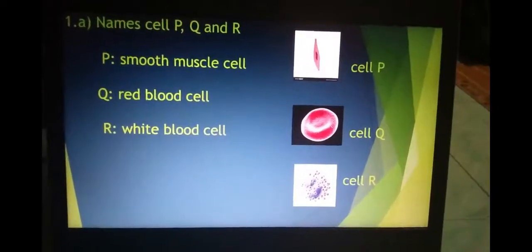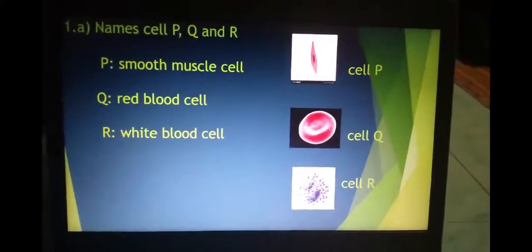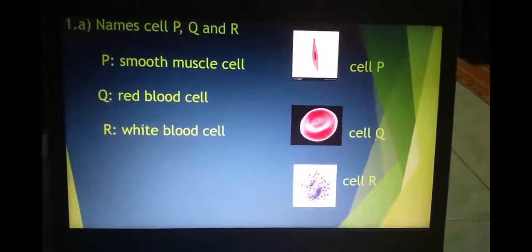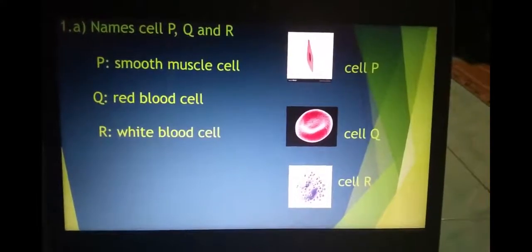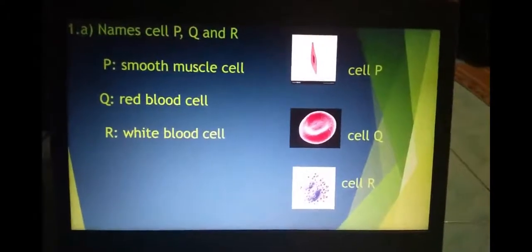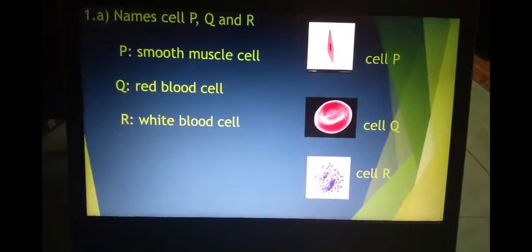Now we start with question 1A. The question says, name cells P, Q and R. All of you must underline the keywords. The keywords of the question are name the cell, which is P, Q and R. I have put some diagrams in this slide as your guide.